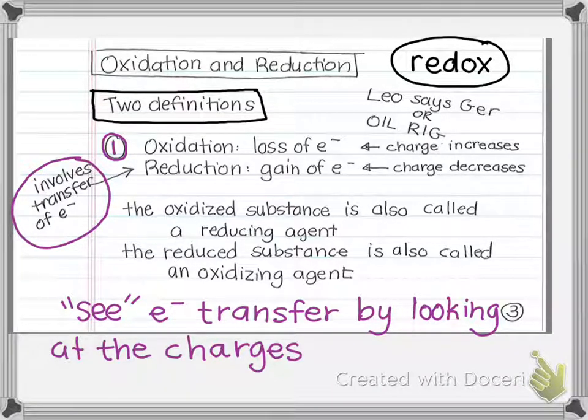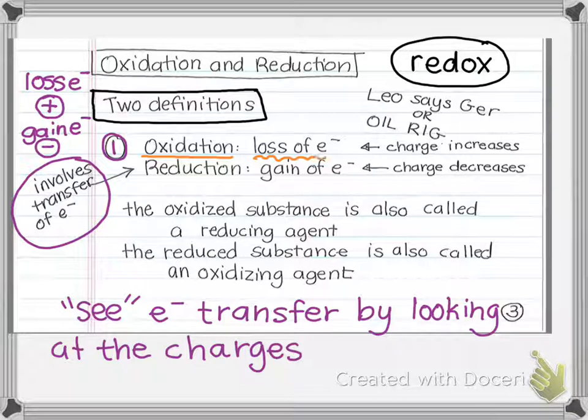So before we go too much further, remember if you lose an electron, the charge becomes more positive. If you gain an electron, since electrons are negative, the charge is going to become more negative. So let's take a look at the definitions. So here's the first one for oxidation. And you can see here oxidation is the loss of an electron. So if we're losing an electron, what we're going to see is that the charge is going to increase.